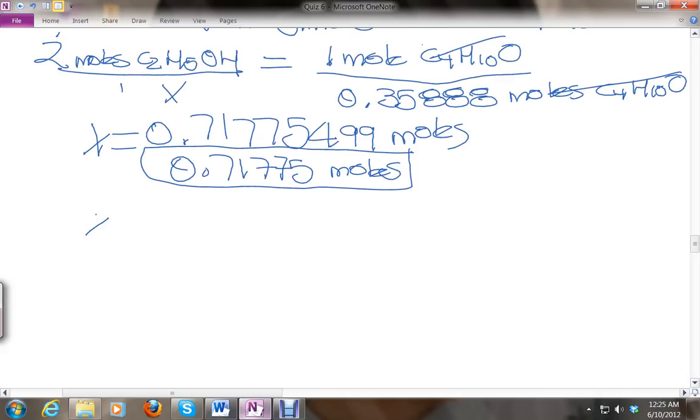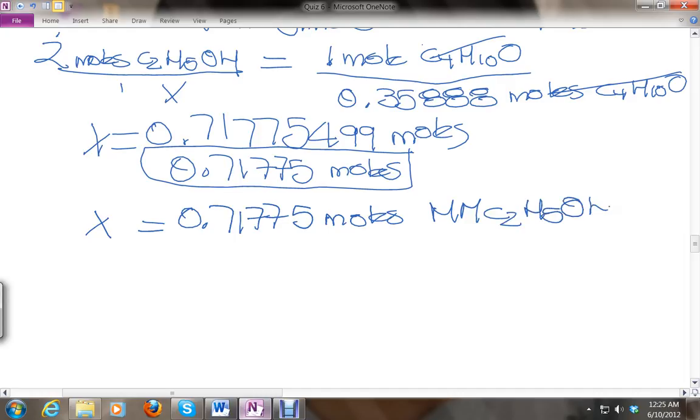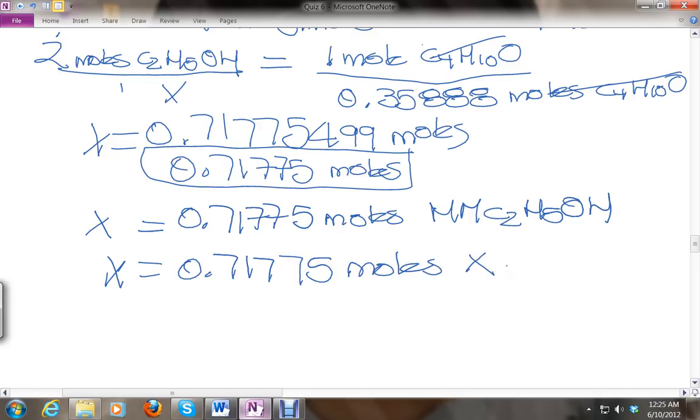So you got here, right? 0.71, and then you subtract from 52. 0.77 moles, we multiply by the molar mass of the ethanol, C2H5OH. So this is going to give us 0.71775 moles multiplied by 46.07. That's the molar mass of ethanol, grams per mole.